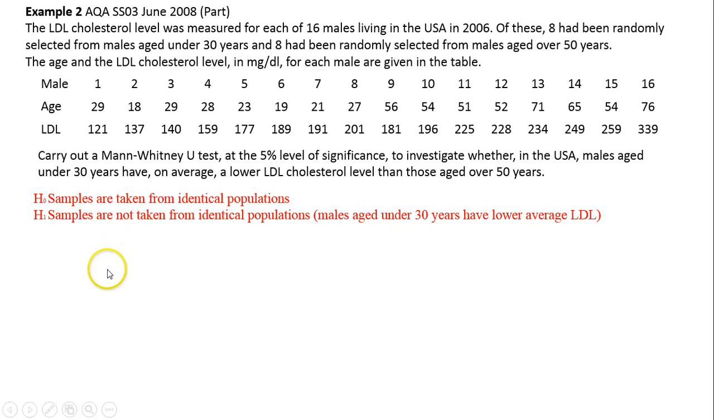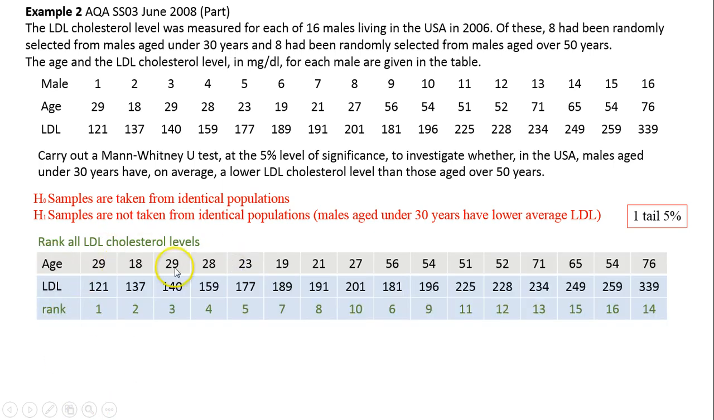So we want to check if the samples are taken from identical populations, that they are the same, against the samples are not taken from identical populations, males aged under 30 have lower LDL average. So it's one-tailed 5%. We rank all the LDL cholesterol levels. So those were the ages, those were the LDLs. So ranking them, 121 was the smallest and 259 was the highest.